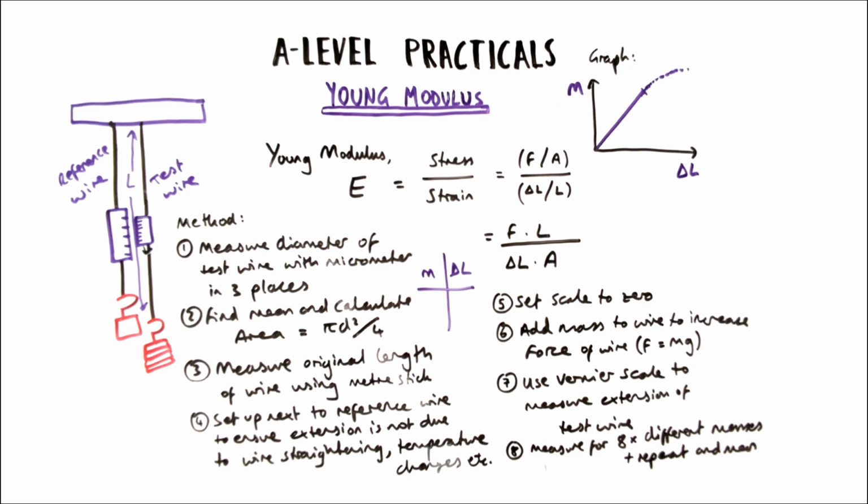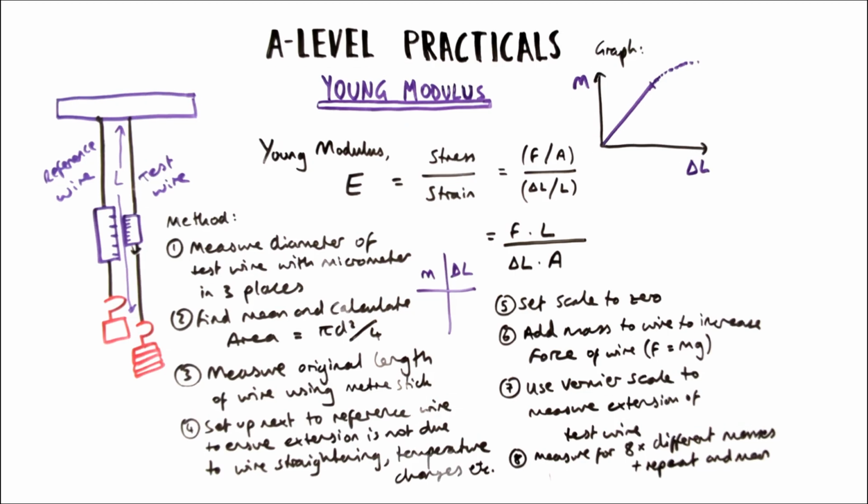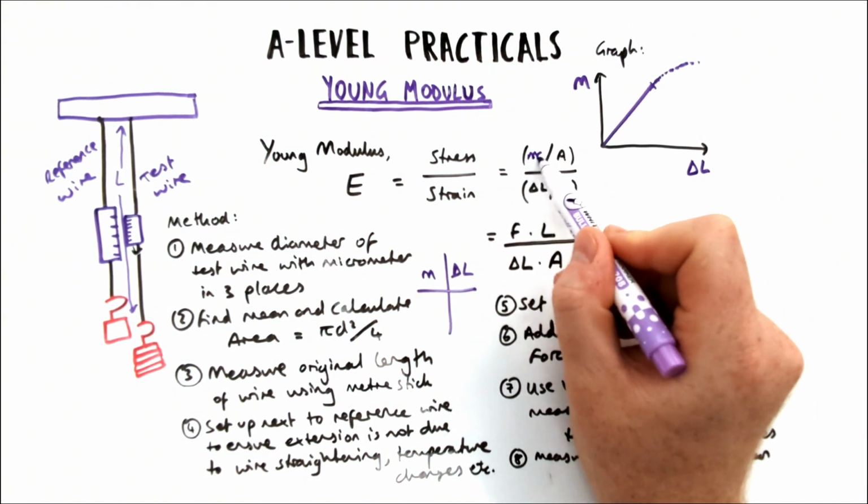Please see my other video about materials if you want a bit more detail on this. So you're going to measure the gradient for the straight part of the line. That's going to equal m over delta L, or the extension.